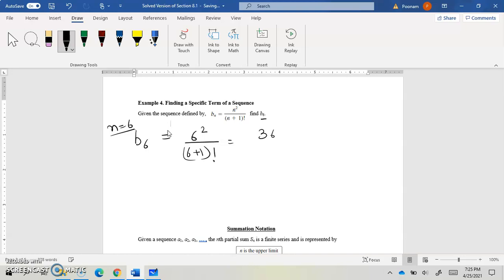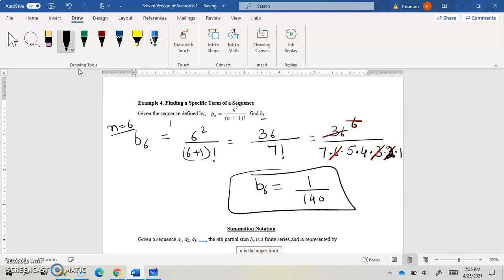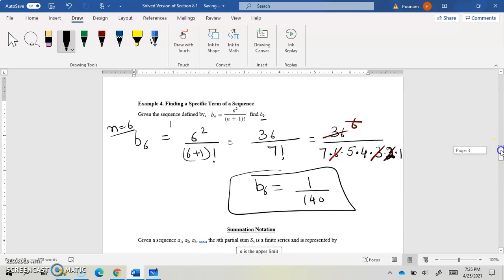6 squared is 36 divided by 7 factorial. 36 divided by 7 factorial is 7 times 6 times 5 times 4 times 3 times 2 times 1. Now we can see whatever divides 6 times 6 is 36, and 3 and 2 divide into 6. So we are left with 1 in the numerator. 7 times 5 times 4 will be 140, I think. So that is your answer. B6 would be 140. Now as we learned, factorials are often used in sequences.